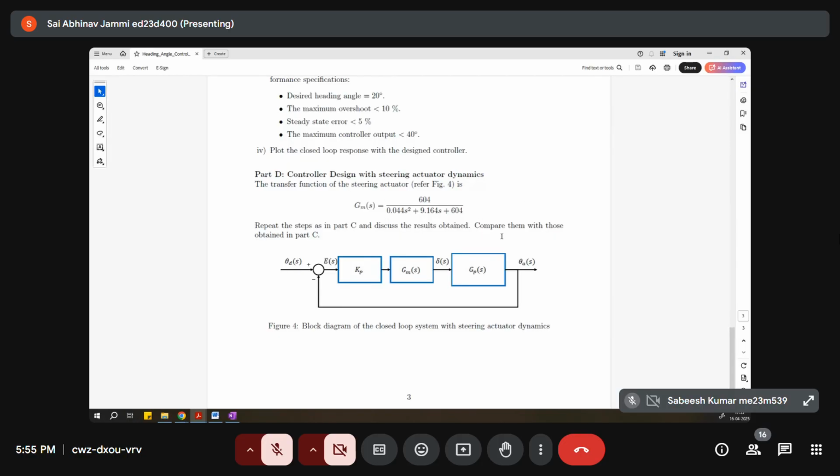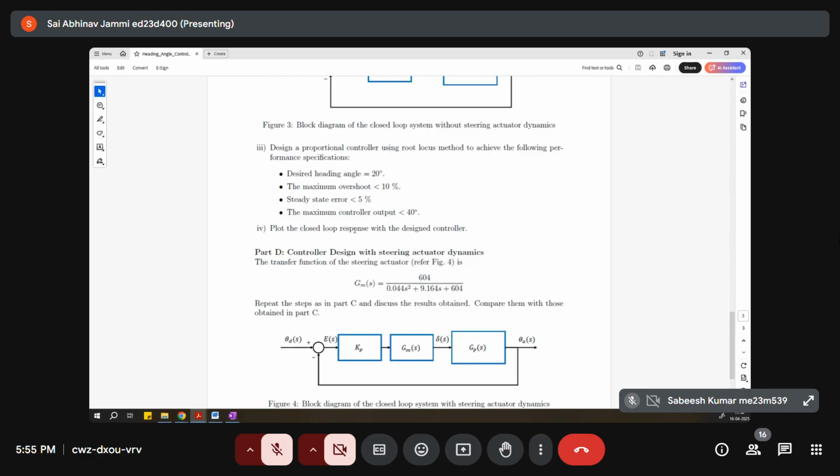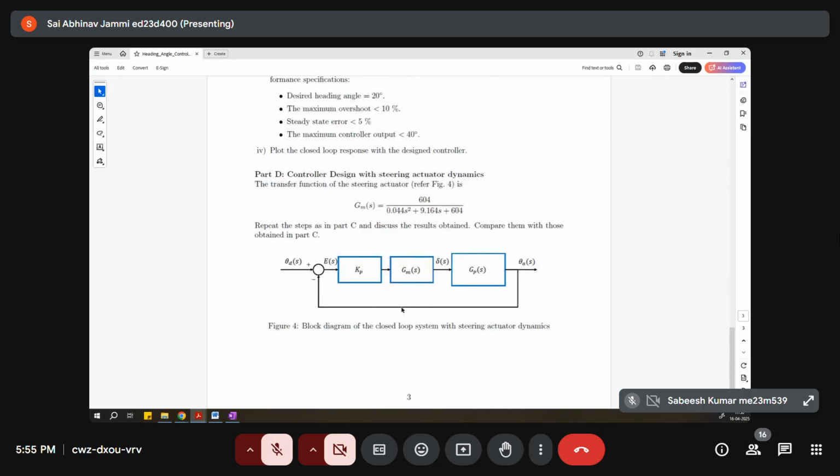Now when we include the steering actuator dynamics, the transfer function we were dealing with till now was only the bicycle model. Now our steering dynamics also come into play, and we are designing a controller for the entire combined system. Here also we'll maintain the same desired heading angle of 20 degrees, and the constraints will be the same. You'll have to do the same exercise with the changed transfer function. I'll leave that to you.